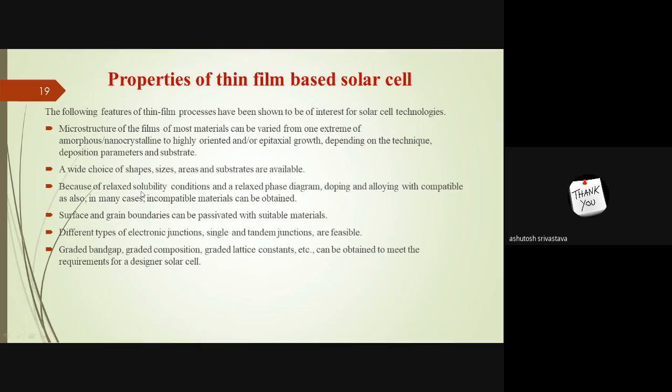Also, because of relaxed solubility and a relaxed phase diagram, doping and alloying with compatible and sometimes even non-compatible materials can be achieved. We call this material engineering, wherein we dope some other materials into the absorber material so as to get more good elements present in it, to improve the efficiency of the device. A very important aspect of thin film is also surface and grain boundary passivation. Because of non-passivated surfaces we used to have lots of losses in thick film solar cells. But with thin film technology we can passivate the surface and grain boundaries, which is essential to get a high improvement in efficiency.